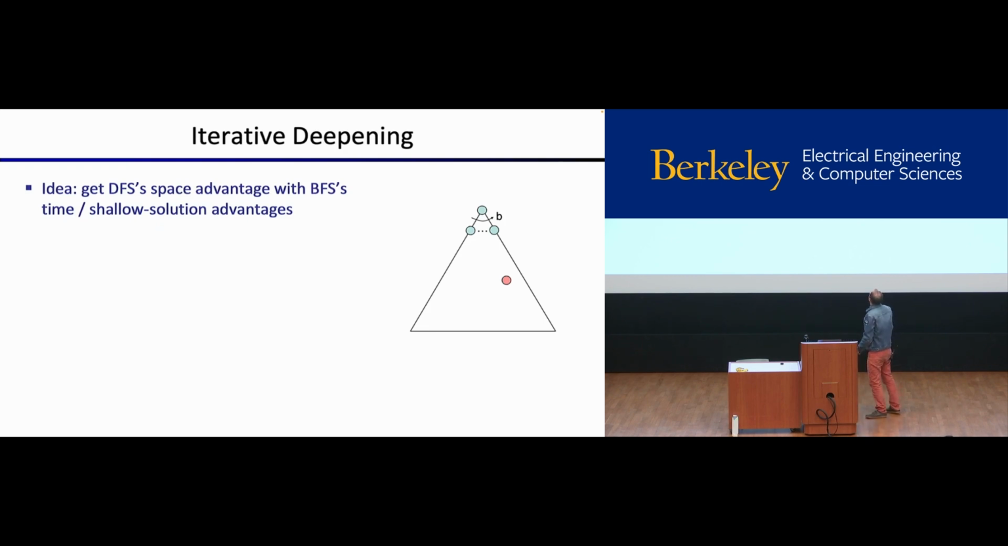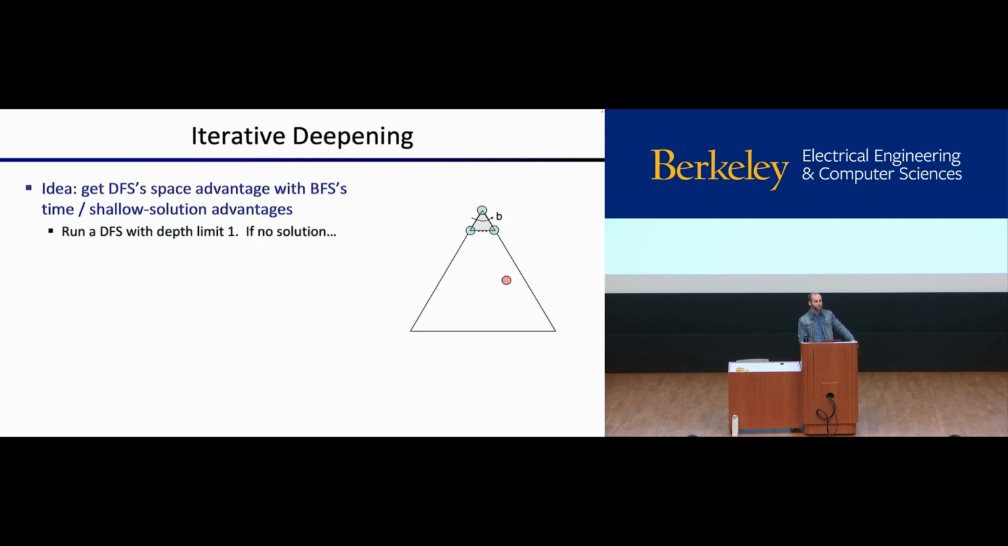I like this algorithm. It's called iterative deepening. And I like it because when I was first reading about breadth first search and depth first search, I was thinking, why did you waste my time with depth first search? I mean, unless I'm running out of memory, this is just a dumb algorithm. But it is a component of iterative deepening, which is not a dumb algorithm. So the idea is to get depth first search's space advantage with breadth first search's time and shallow solution advantage.